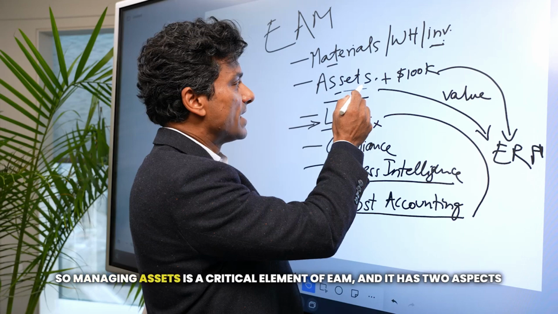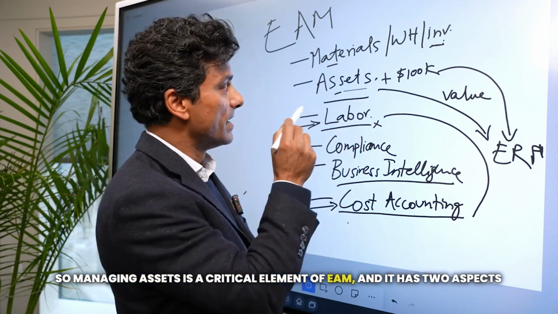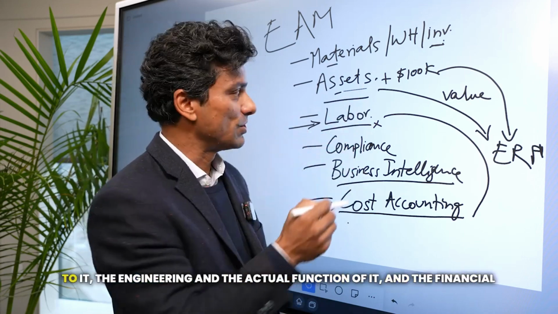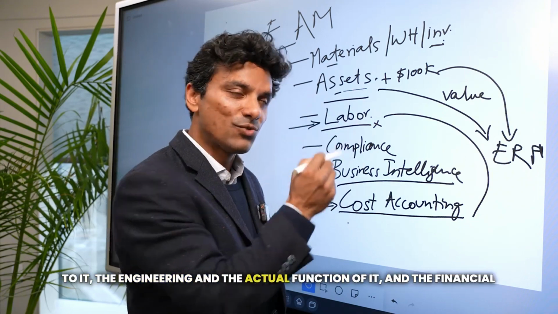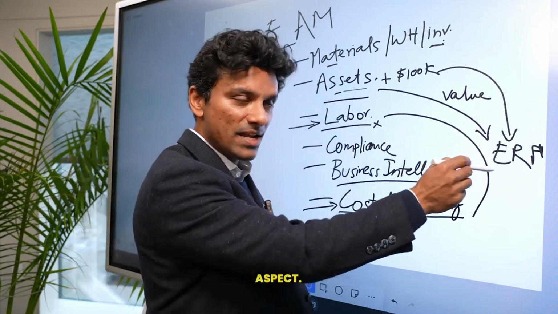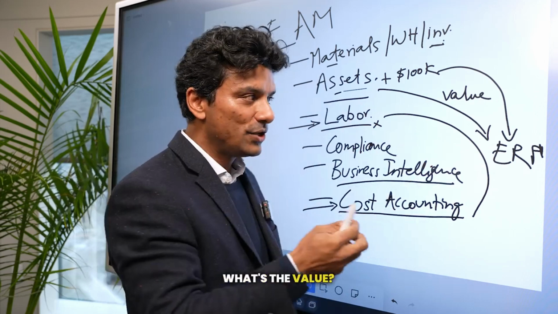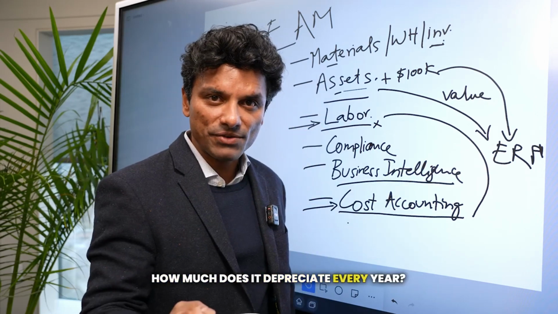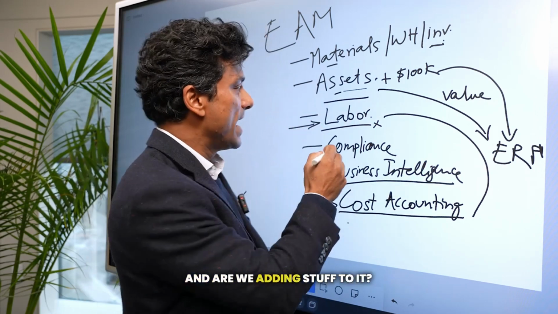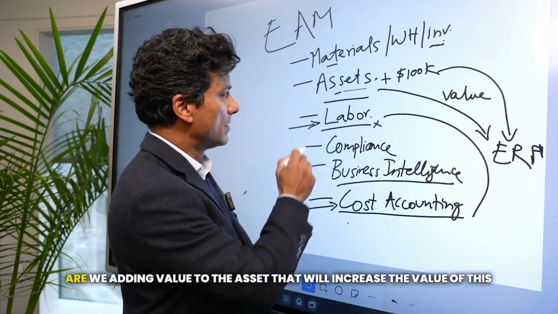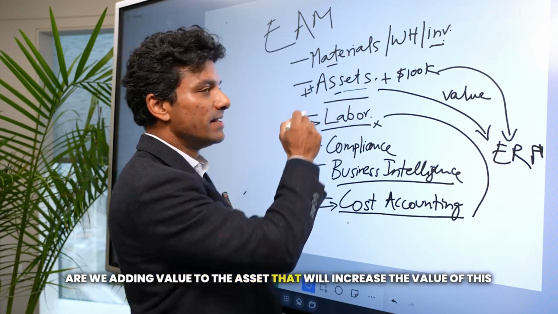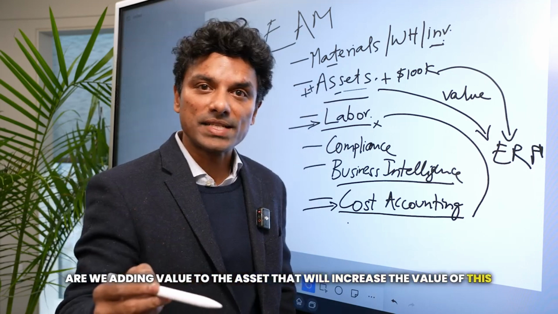So managing assets is a critical element of EAM, and it has 2 aspects to it: the engineering and the actual function of it, and the financial aspect. What's the value? How much does it depreciate every year? And are we adding stuff to it? Are we adding value to the asset that will increase the value of this asset?